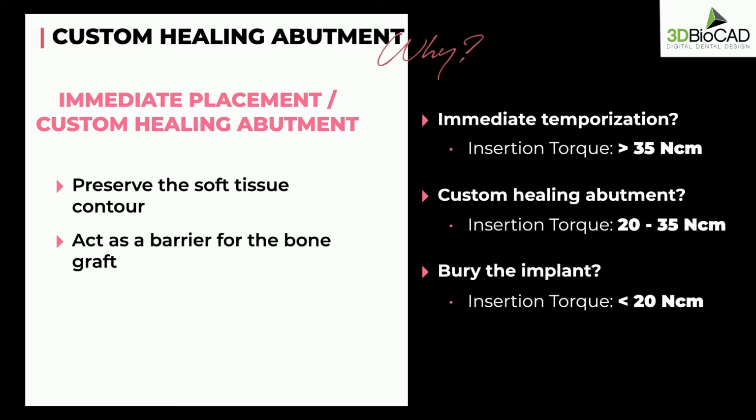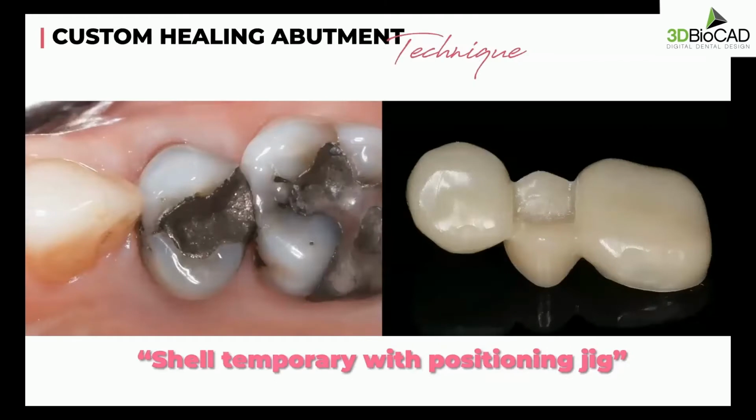the custom healing abutment. One downside of a custom healing abutment compared to the temporary crown, obviously, is that it will not replace the missing teeth. So you do need another way of replacing those missing teeth temporarily. Now, if the insertion torque was below 20 Newton centimeter, at that point, I don't want any healing abutment on the implant sticking out. So what I do is I place the cover screw and just bury the implant so that the implant can heal undisturbed. Let me share the technique of doing a custom healing abutment with you.